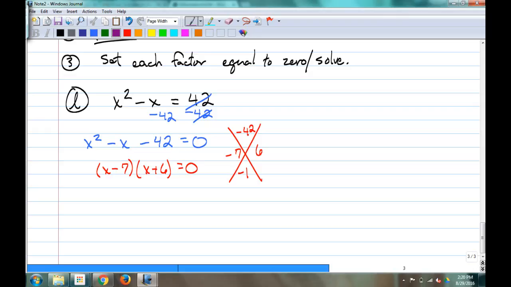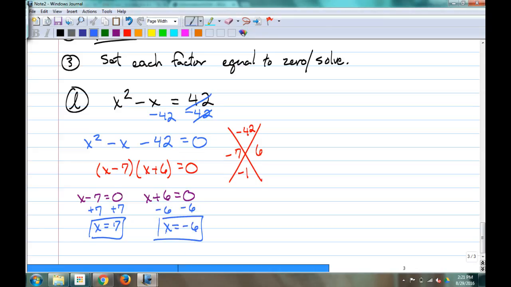The next step is set each factor equal to 0. x minus 7 equals 0. x plus 6 is equal to 0. Solve each of them for x. x equals 7. x equals negative 6. Notice the opposite sign of what you found in your factors. That should be the case. If there's a 1 in front of x squared, that's what should happen.